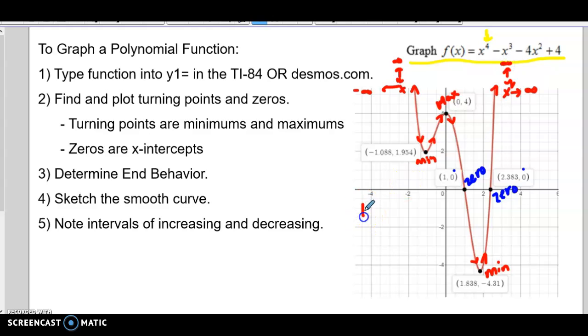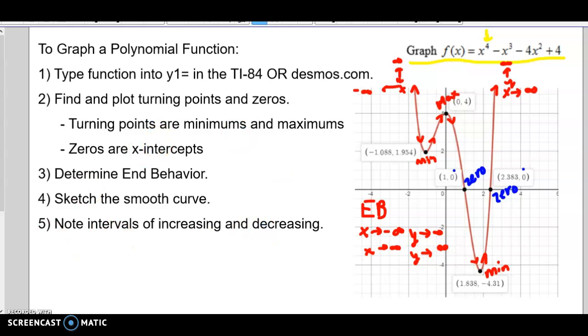So my end behavior here, I'll write it down in my lower left quadrant. How it's written is exactly how I did, but a little bit nicer. So as x goes to negative infinity, y is going up to positive infinity. And as x goes to the right to positive infinity, the y is also going up to positive infinity.